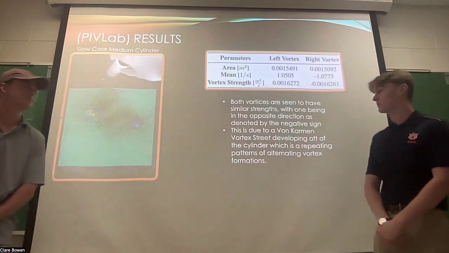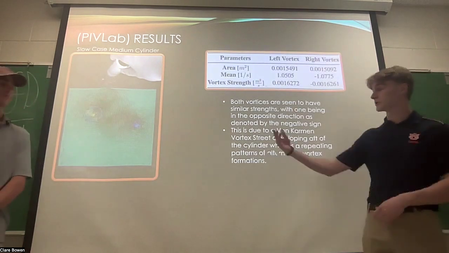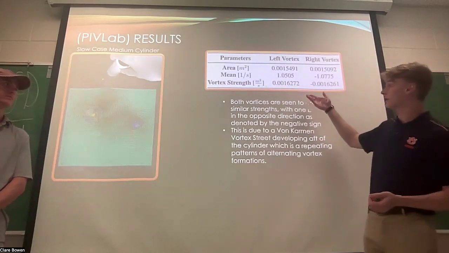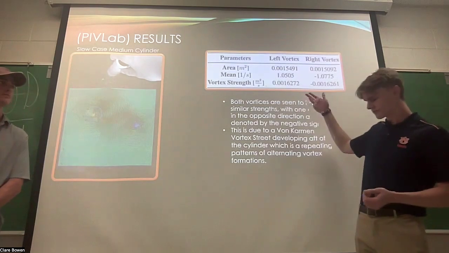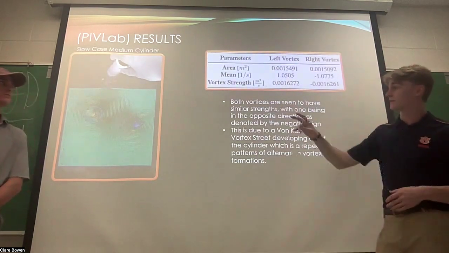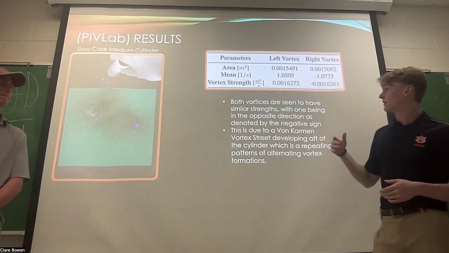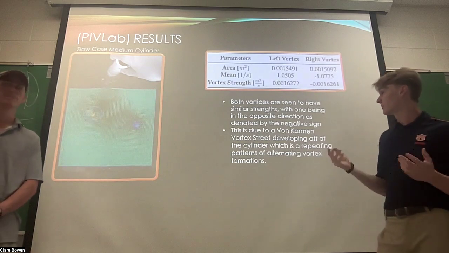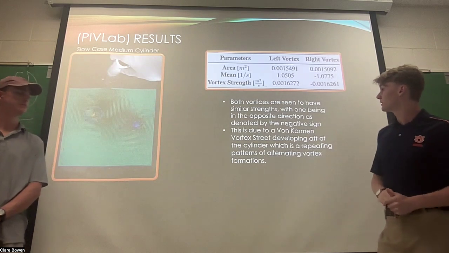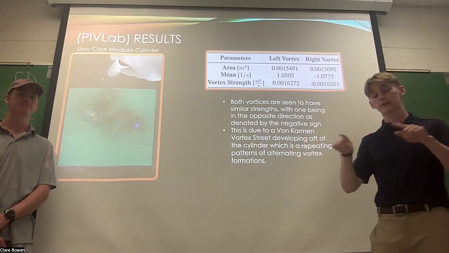So next, after the small cylinder, we did the medium cylinder, and this is the slow case for the medium cylinder where you can see the PIV lab results on the left, and then our calculated vortex parameters on this table. And that's for each of the vortices that are shown in the graph. From that, things that pop out are that both vortices seem to have very similar strengths in magnitude. The only difference between them is that they are opposite, because they are spinning in opposite directions.